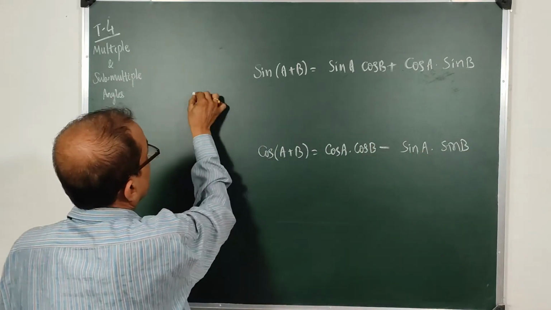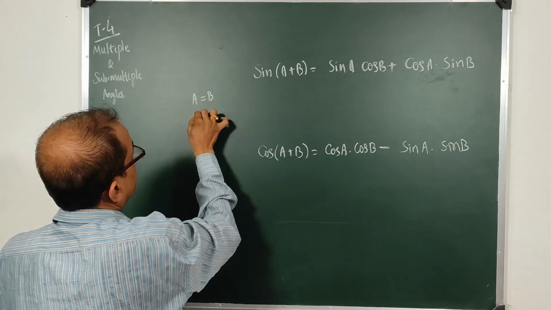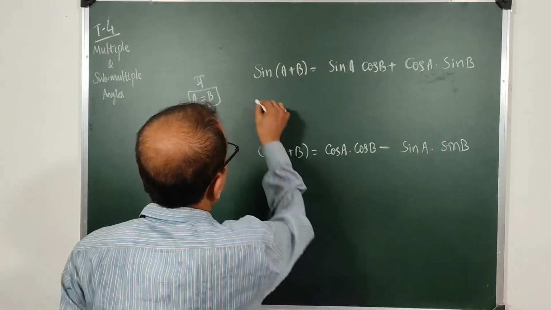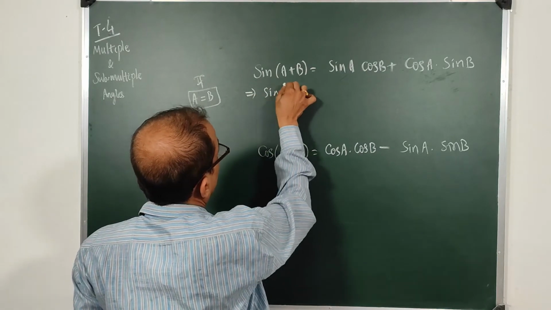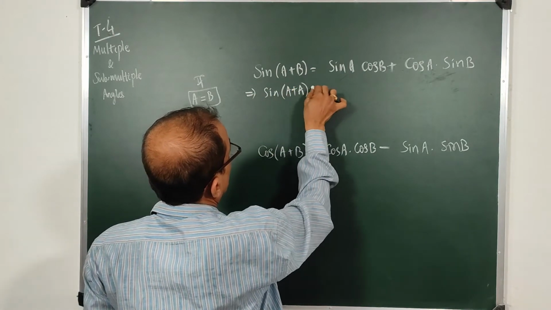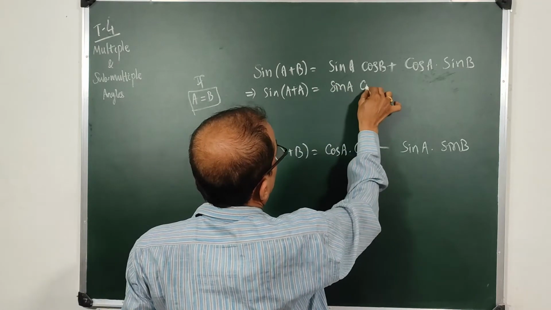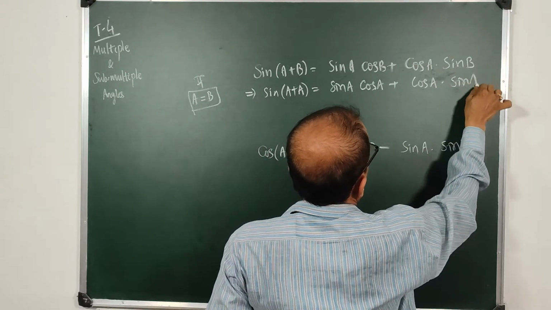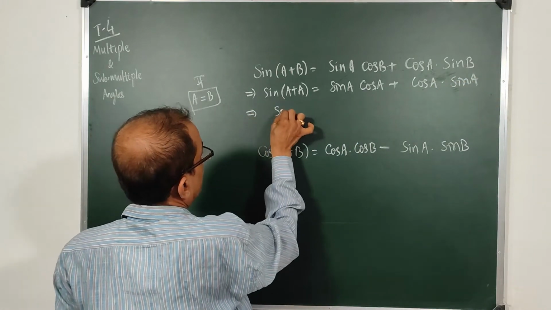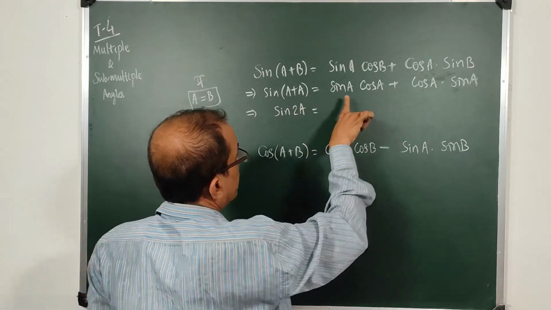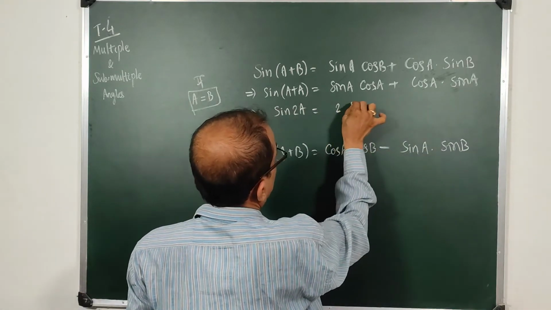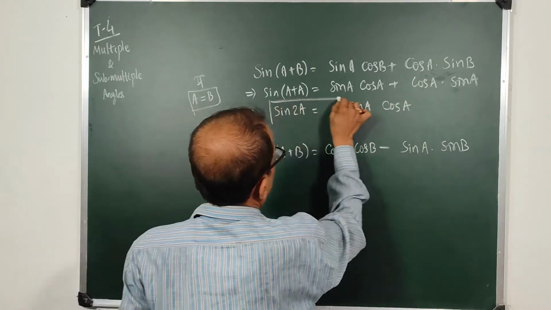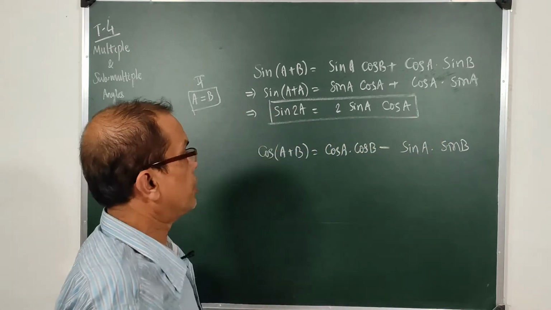So what if a becomes equal to b? If a is equal to b, we can replace b with a, and this gives sin of a plus a is equal to sin a cos a plus cos a sin a. That means the left hand side becomes sin of 2a, while the right hand side becomes twice sin a cos a, and we get a new formula, that is sin of twice a is 2 sin a cos a.